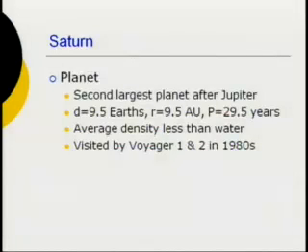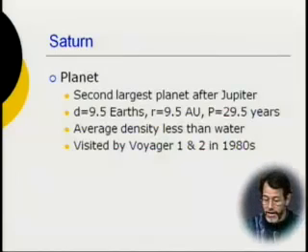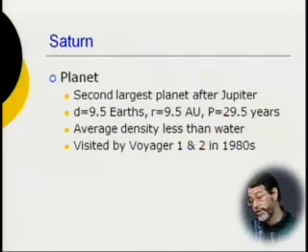All right, Saturn as a planet. It is the second largest one after Jupiter. It is 9.5 times the diameter of the Earth. It's also 9.5 times further out from the sun than the Earth. It takes roughly 29.5, roughly 30 years to go all the way around the sun. That would be one Saturnian year, one Earth year.